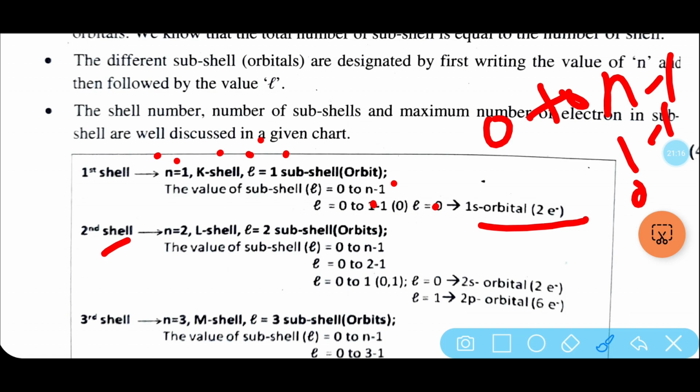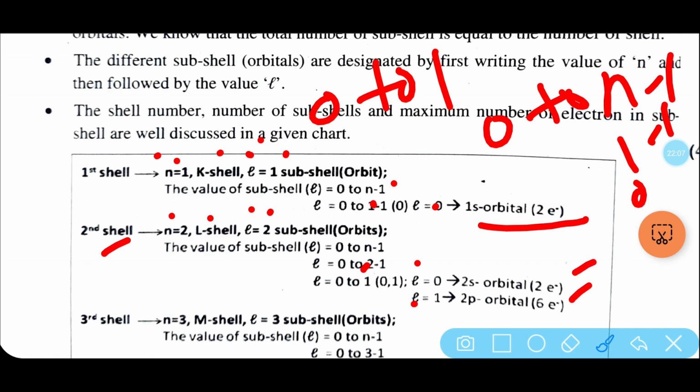In the second shell, we are talking about the shell that has principal quantum number n is equal to 2. So it is the L shell. There are 2 subshells, which are denoted by the azimuthal quantum number. That means when we put the value of n as 2 in this equation, we get l is equal to 0 and 1, since 2 minus 1 is 1. That means there are 2 values of l, so there are 2 kinds of orbitals present in the L shell. That is l is equal to 0 and l is equal to 1. That means a 2s orbital and 2p orbitals are there.